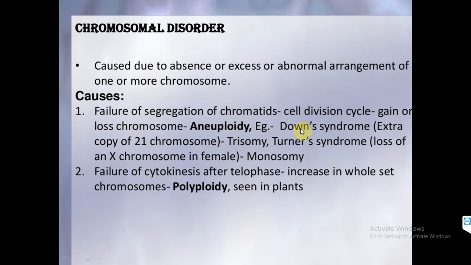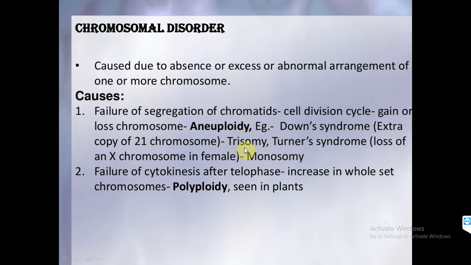Down syndrome is an example of aneuploidy. In this, there is an extra copy of chromosome 21. Segregation will not be there. That's why it is possible that one gamete gets an extra chromosome. And trisomy of the 21 chromosome is the condition in Down syndrome.